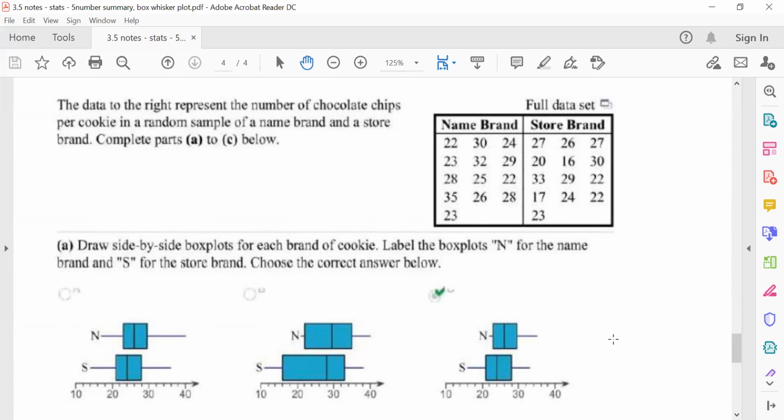So just for a little bonus, we can look at an actual MyLabs Plus problem here. The data to the right represent the number of chocolate chips per cookie in a random sample of a name brand versus a store brand. So, great value versus, man, I don't even know what the name brand cookies are.